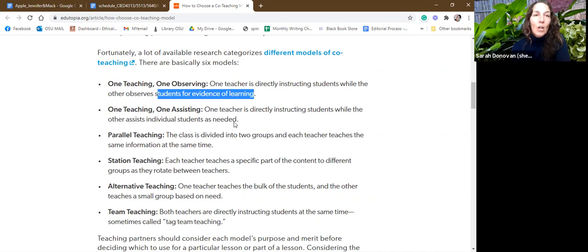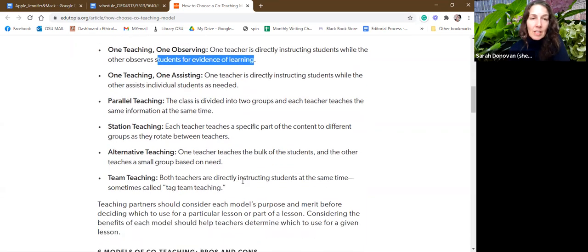One teach, one assist is if one is directly instructing and the other one is helping individual students. So just noticing if someone needs extra help. Parallel teaching is when you divide the class in two and you're teaching the same information at the same time. So that might be in two separate breakout rooms. Station teaching is if you divide the class into a couple different groups and you rotate the teachers between the stations. There's alternative teaching. One teacher takes the bulk of the students, the other takes a small group. And then team teaching, when you're sort of tag teaming.